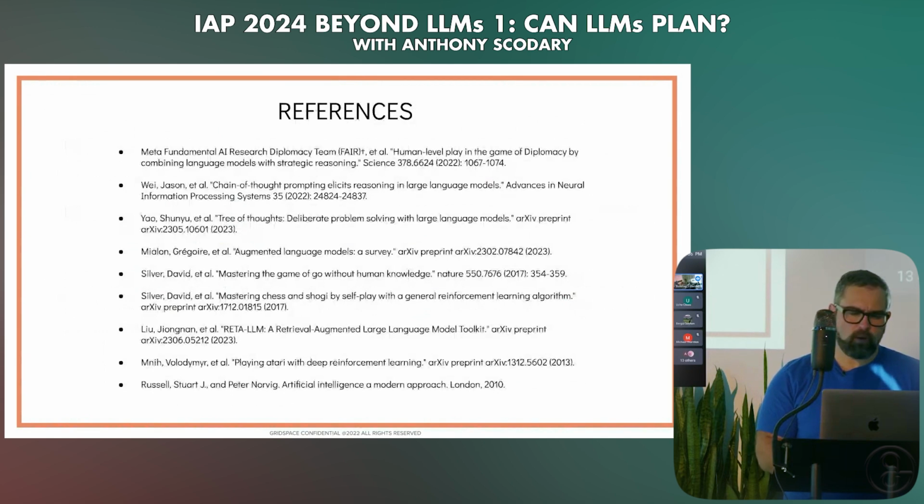Cool. So here are the references. A lot of these I actually pointed out in the lecture, but these are a pretty good outline of where things currently are in terms of planning on augmented LLMs and things that are approaching the problem from other directions. Does anyone have any questions?